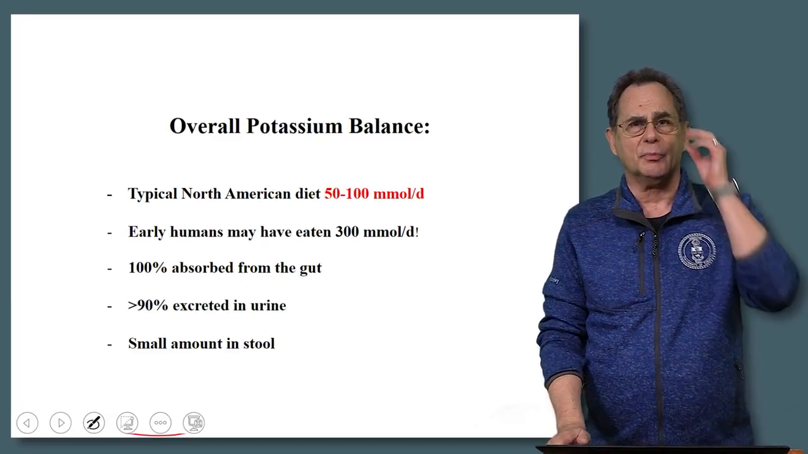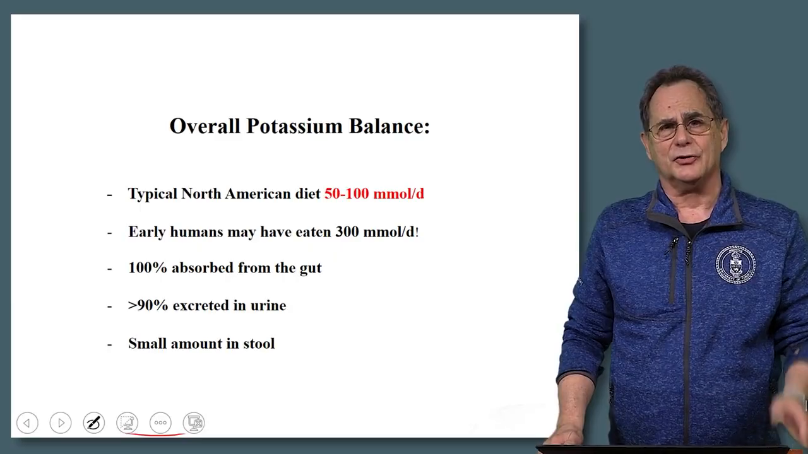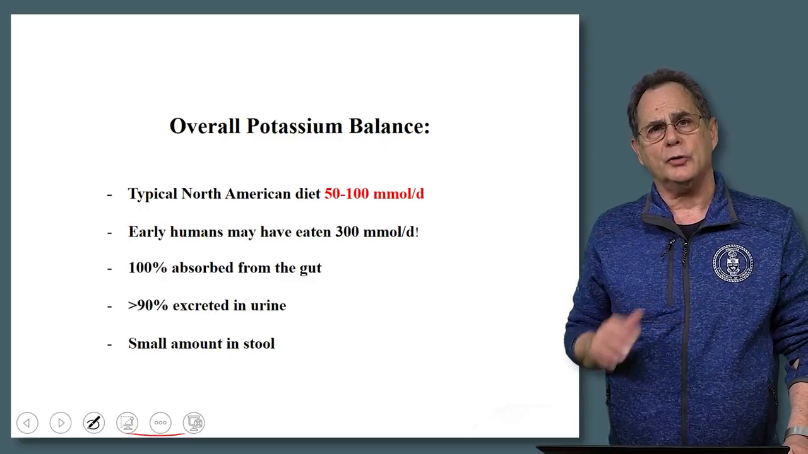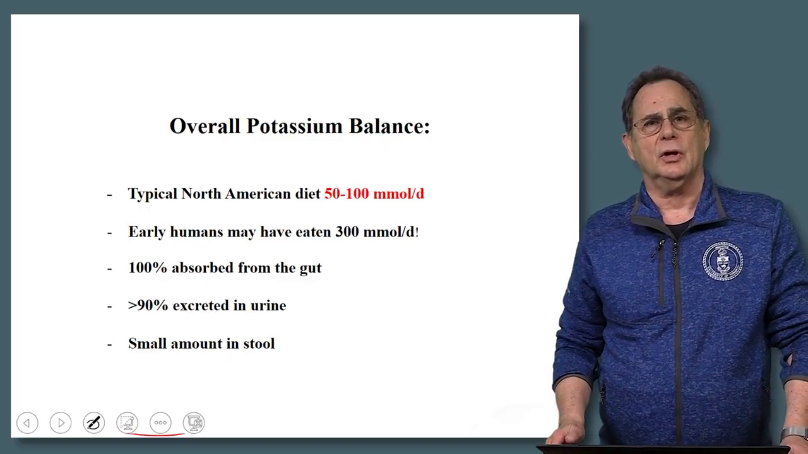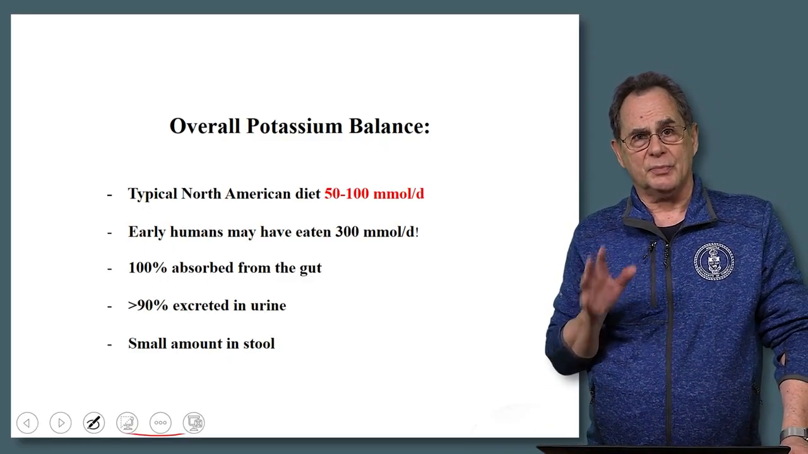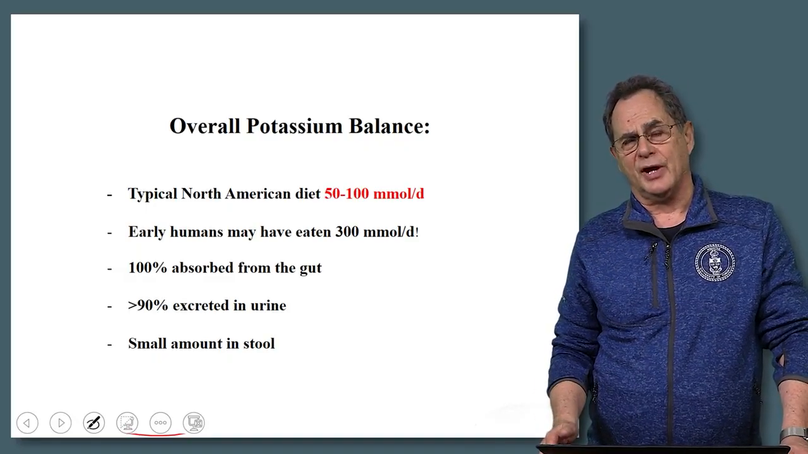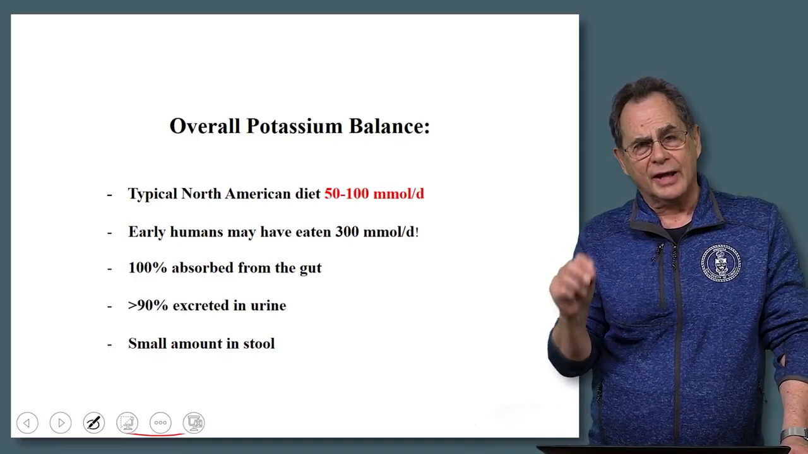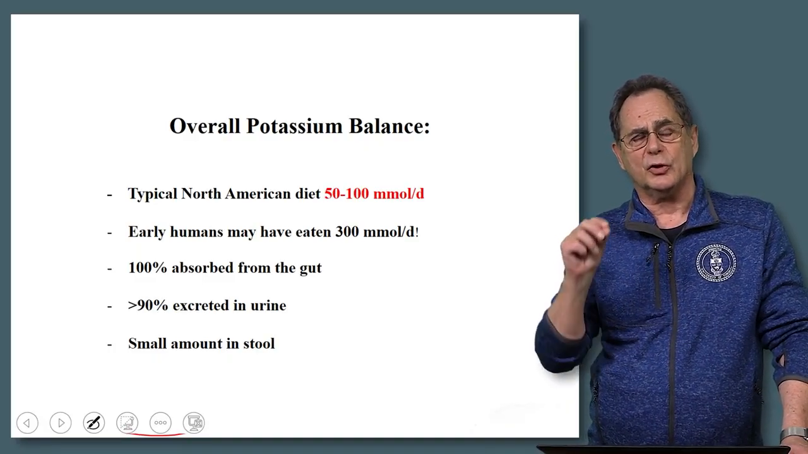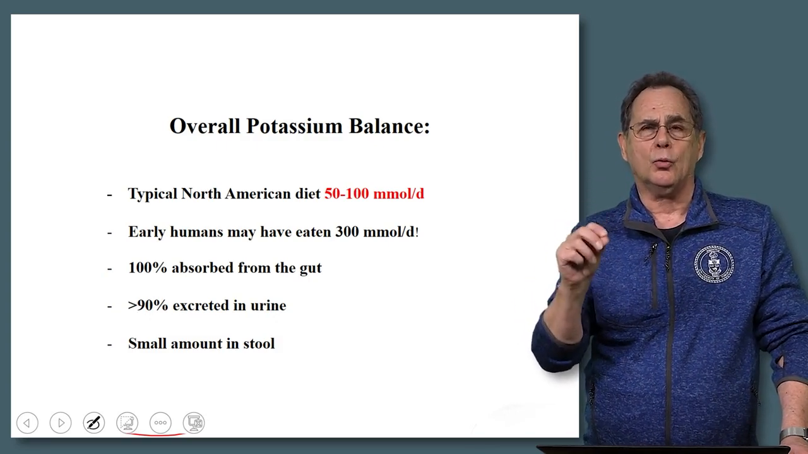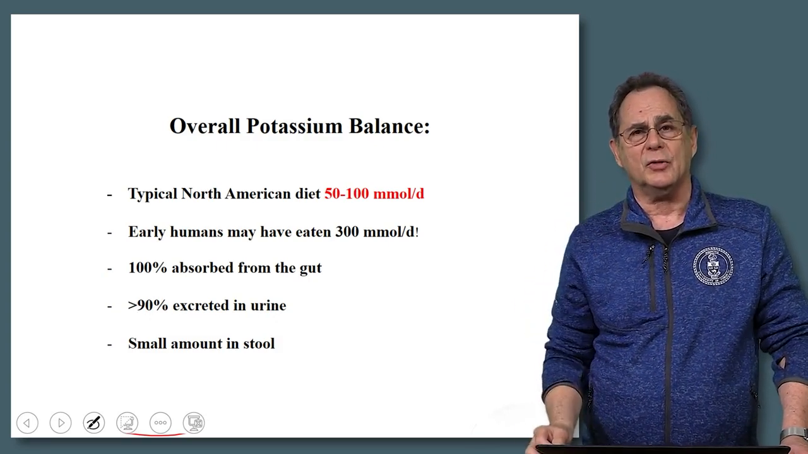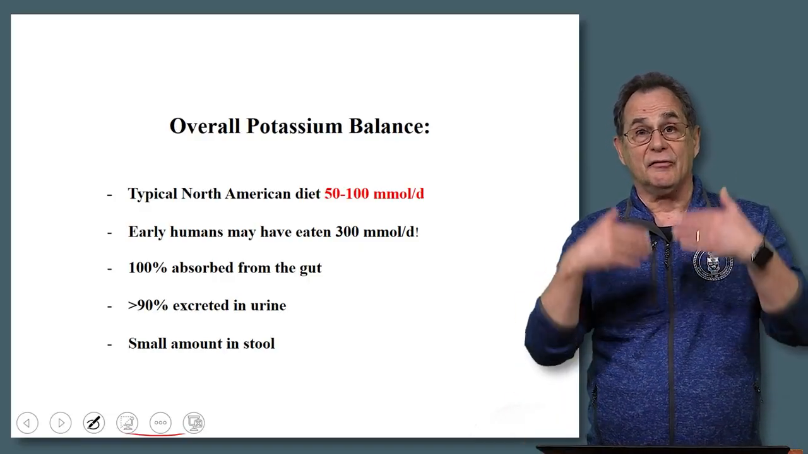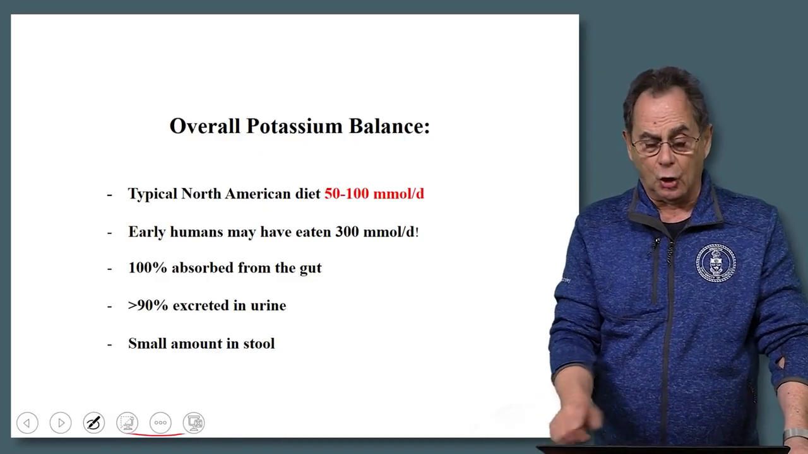Well, first, a couple of things about potassium. So overall potassium balance, the typical North American diet contains 50 to 100 millimoles of potassium. Early humans may have eaten as many as 300 millimoles of potassium per day, that so-called paleo diet, and indeed our kidneys are likely to have evolved in a circumstance in which they played an important role in excreting potassium in order to maintain potassium balance or homeostasis in the face of that ongoing potassium load.